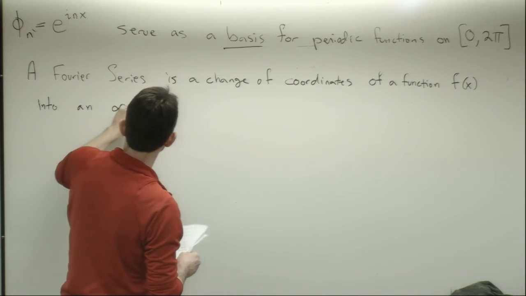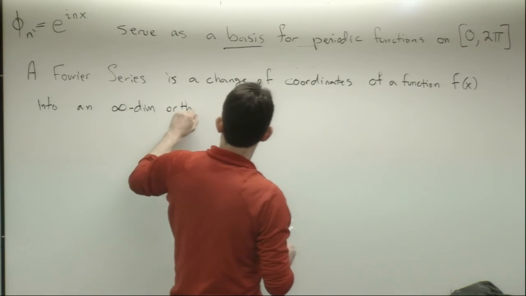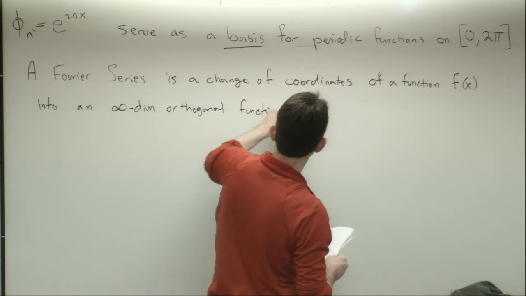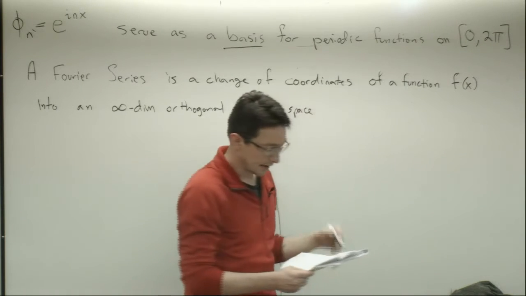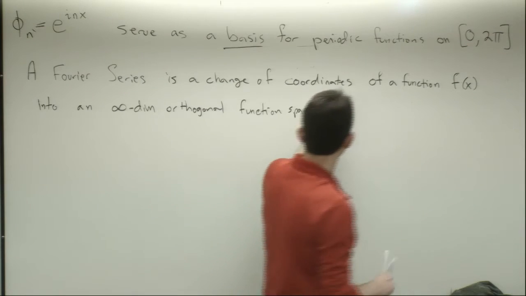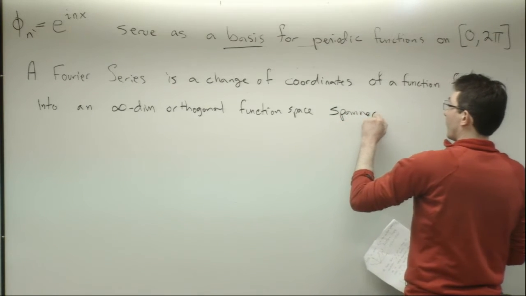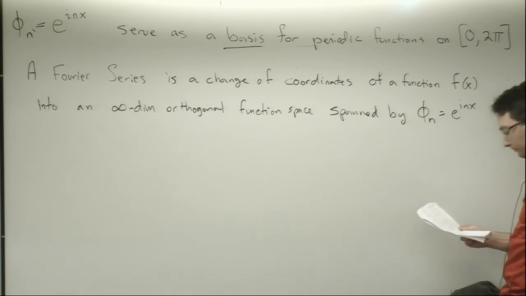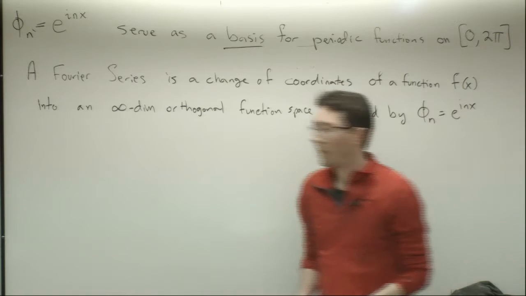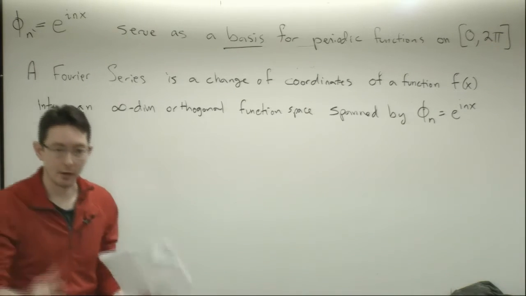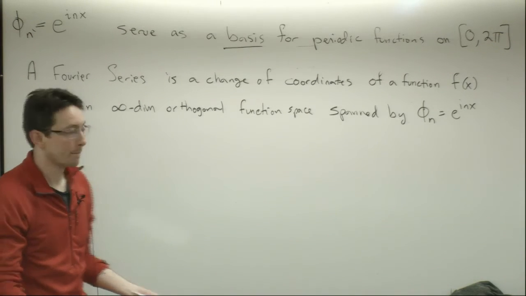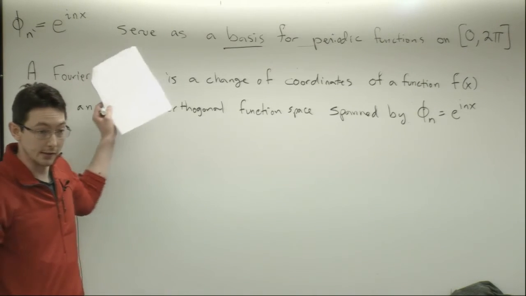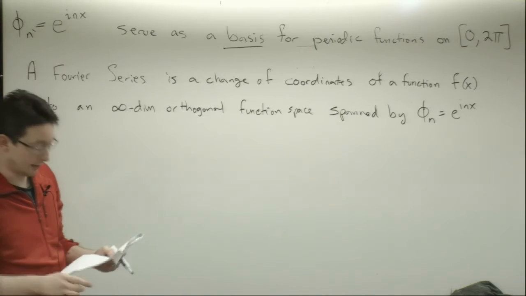Into an infinite dimensional orthogonal function space spanned by these sines and cosines. Spanned by phi n equals e to the i n x. Okay, so let's do this. How would I take my function f and write it in these coordinate systems? In this coordinate system with these orthogonal basis vectors.